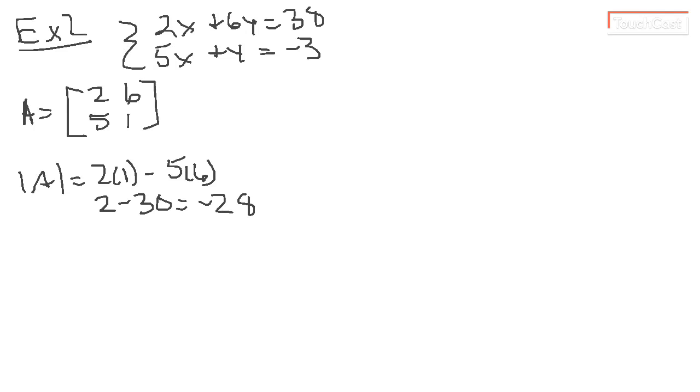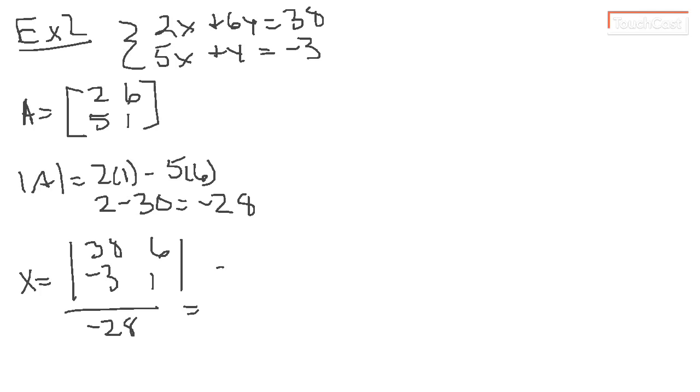So now we can find x. X is the determinant of EF for the first column. So 38, -3 for the first column, and the second column is BD. So 6, 1 over -28. So we're going to have 1 times 38, which is 38, minus -3 times 6 is -18, so plus 18, divided by -28.